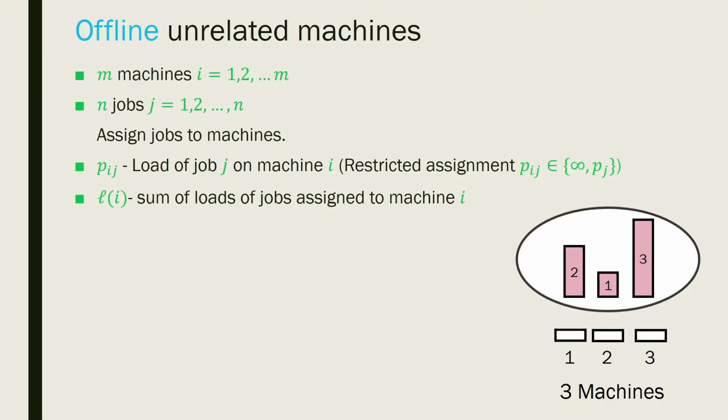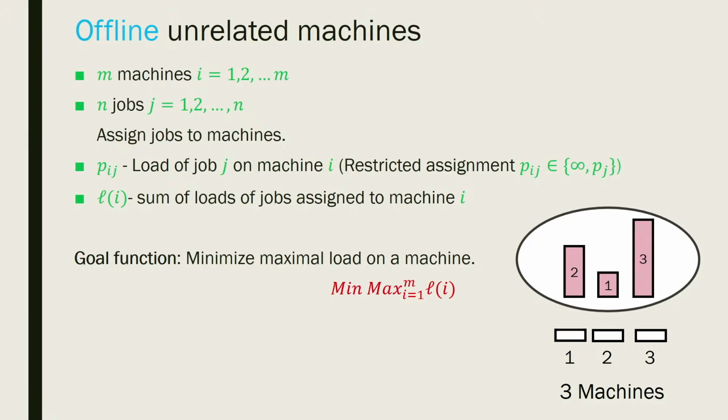Now we want to define the load on a machine. The load is defined in the obvious way, just the sum of the loads of the jobs assigned to a machine. This is the straightforward definition of load. By the way, if you have questions, just interrupt me at any time during the talk. The natural goal is to minimize the bottleneck, which means minimizing the maximum load on any machine, because typically the loaded machines are slow. Mathematically, this is the minimum of the maximum over all the loads over all the machines.